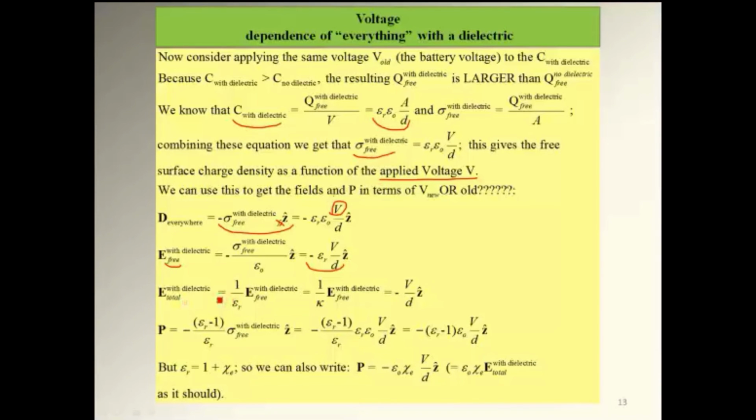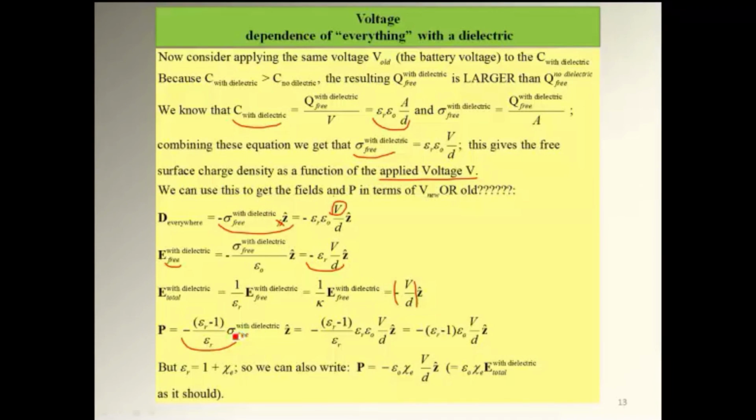Well, you go back to what that was. That was 1 over kappa, what I show here, or 1 over epsilon r, which I show here. This is E with the dielectric free, which we've just calculated. Putting that in, epsilon r drops out, and so you're left with minus V over D Z. P, the equation for P in terms of the charge density, was equal to this. This is the free charge density on the metal plates. It does not include any bound charge.